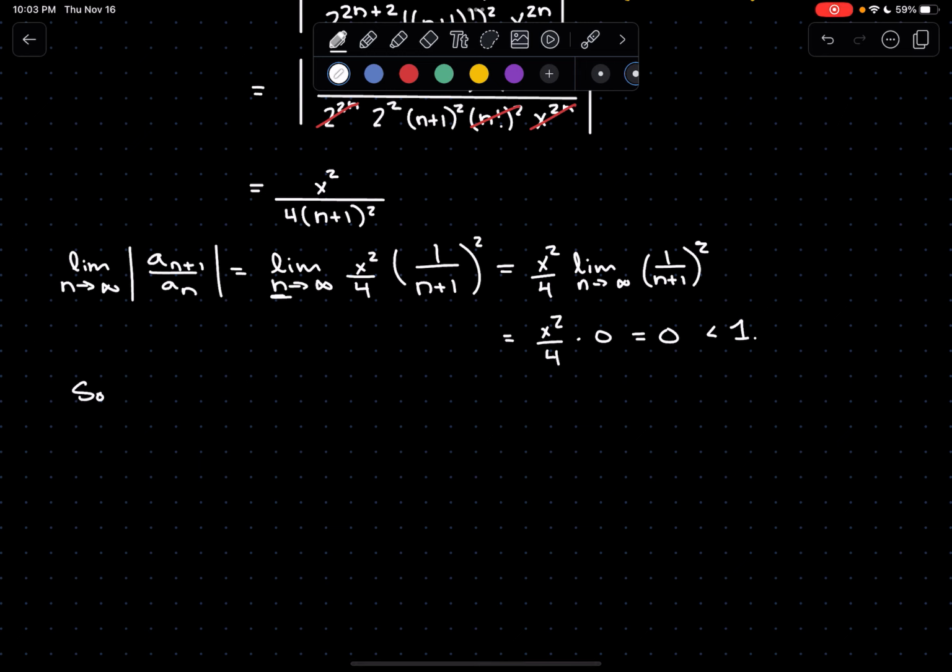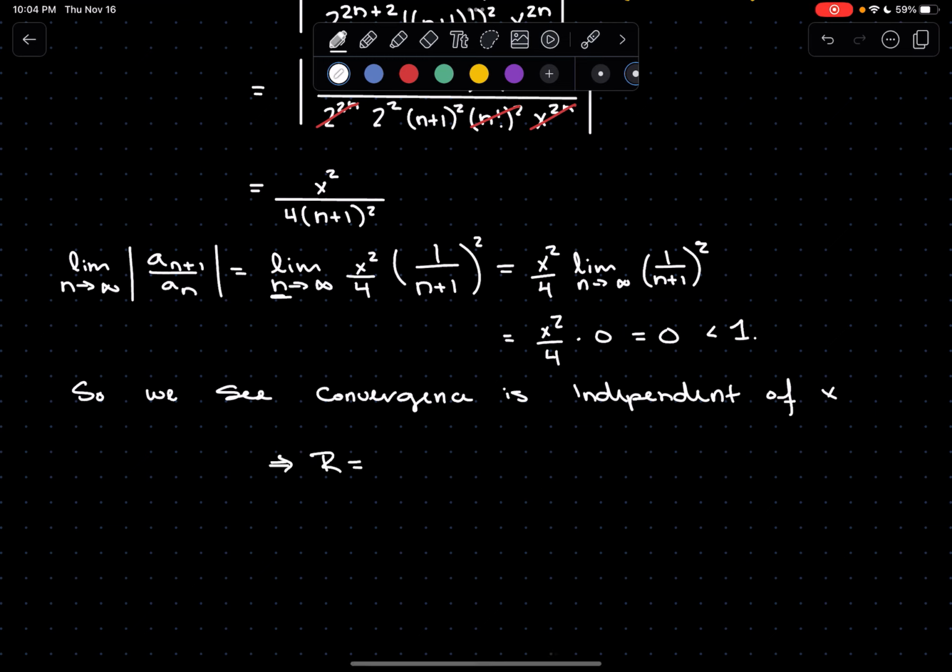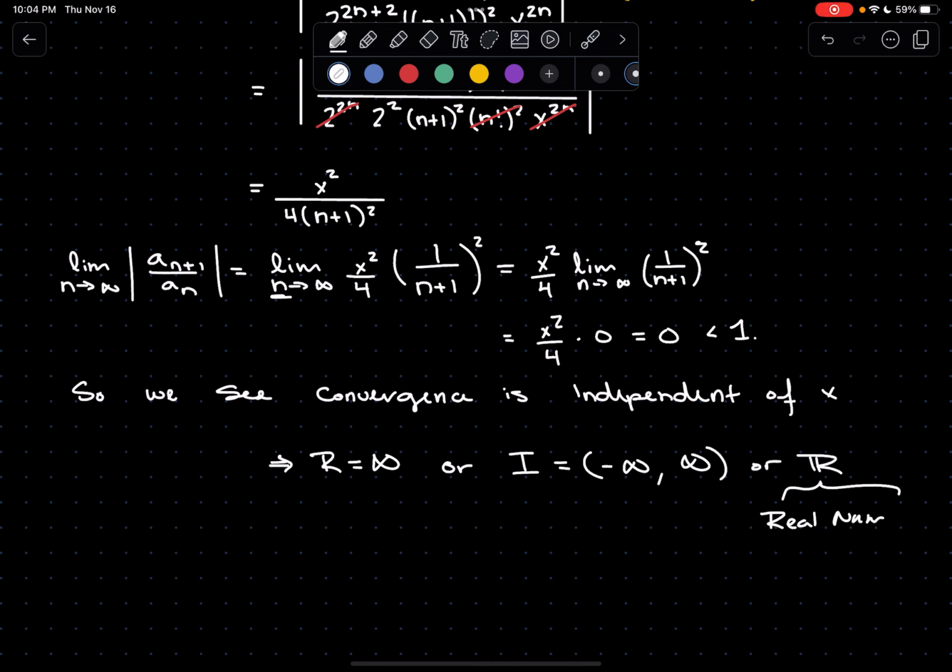So we see convergence is independent of x. That means that the radius of convergence is, you could say it's infinite, or the interval of convergence is equal to negative infinity to infinity, right? Or you could say it's R, right? This means the real numbers. That's what this symbol means.